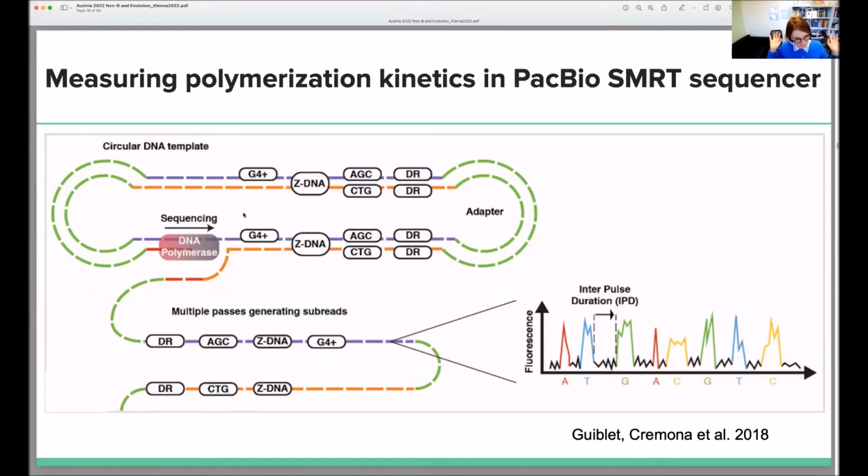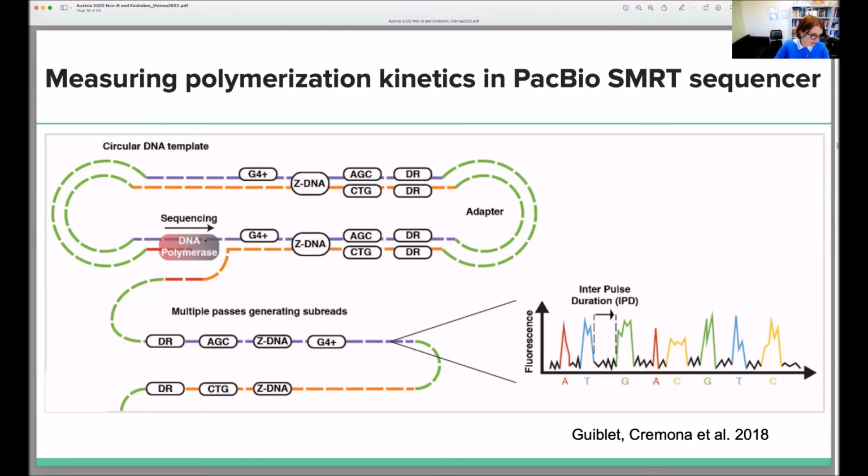This is a toy example, and I just put Z-DNA on it, a CTG repeat, a microsatellite direct repeat, and on the other strand, there is also Z-DNA, right? There is an AGC repeat. There is also a direct repeat. A G quadruplex is present only on one of the two strands.